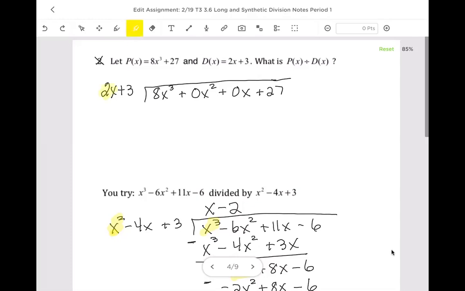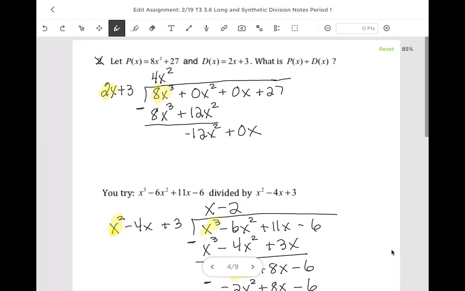So let's just go back to our process, right? 8x cubed divided by 2x is 4x squared. And so we're going to multiply. 4x squared times 2x is 8x cubed. 4x squared times 3 is 12x squared. So now you have a place to put it under the placeholder 0x squared. Okay, draw your line, subtract. 8 minus 8 is 0. 0 minus 12 is negative 12x squared, plus bring the 0x down.